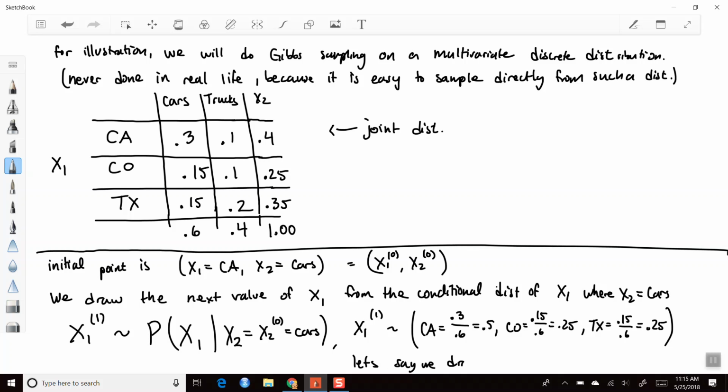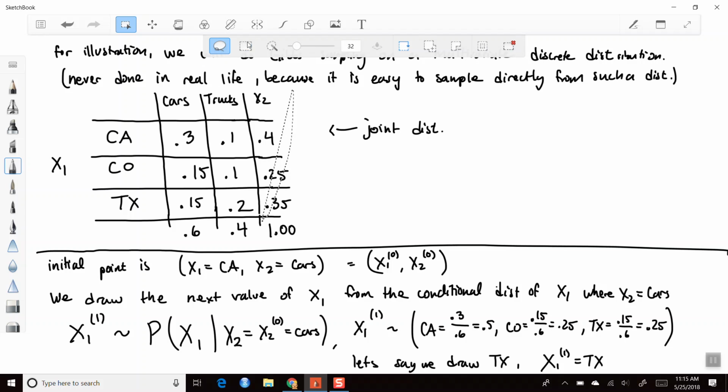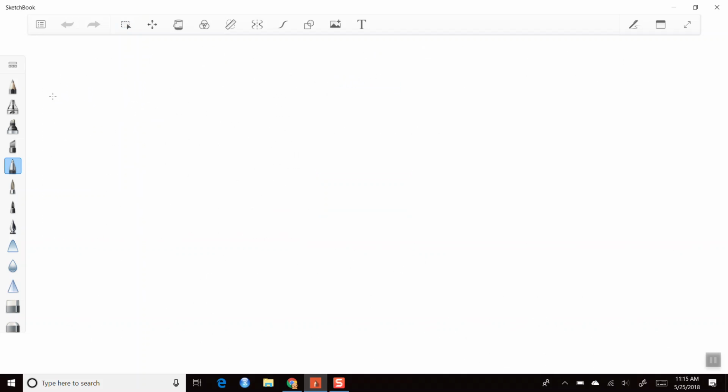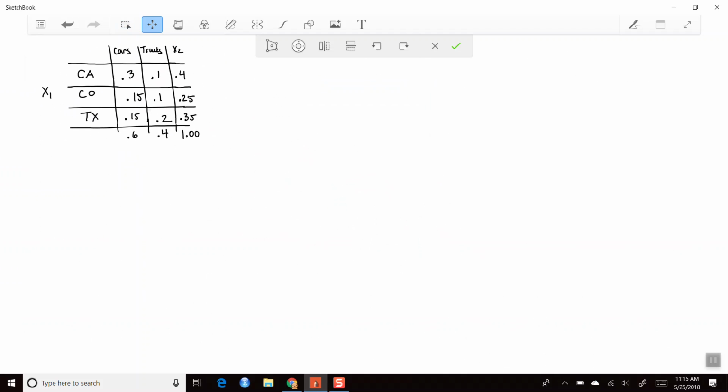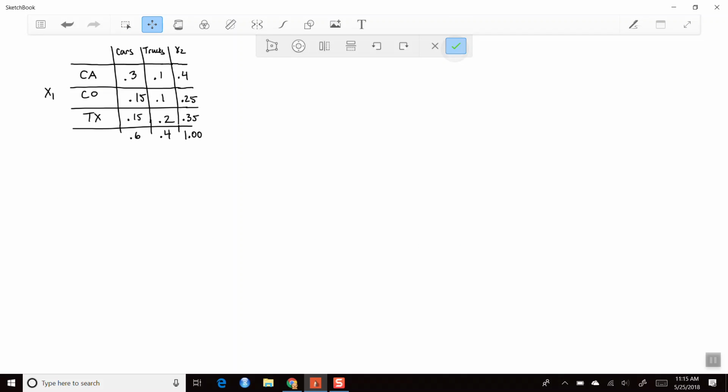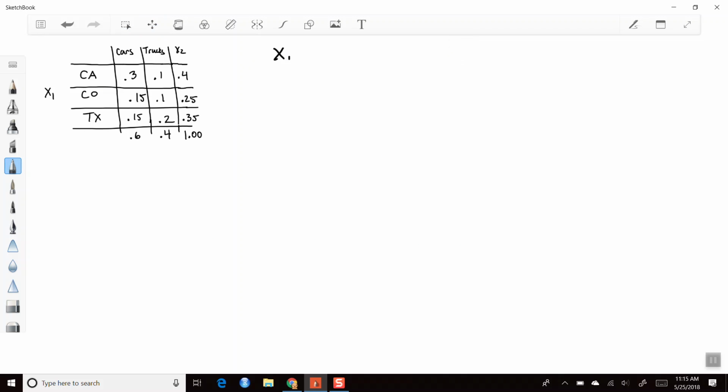And so you just randomly draw from this univariate distribution, and let's say we draw Texas. So x1 at time 1 will be Texas. Okay, so far so good. Let me just copy the joint distribution. So we have x1 at time 1 equal to Texas.